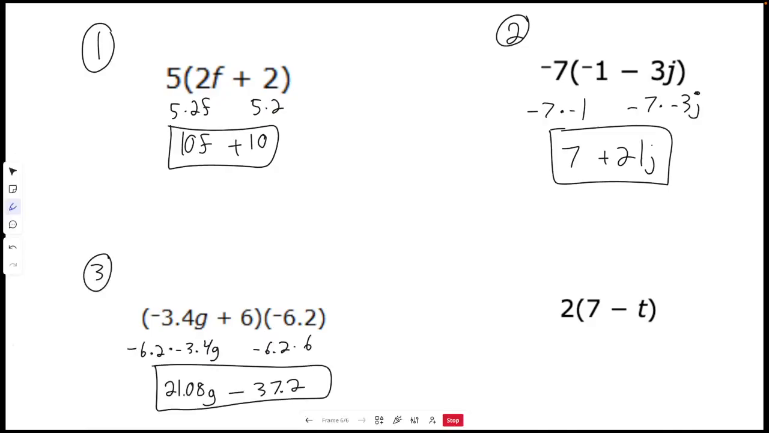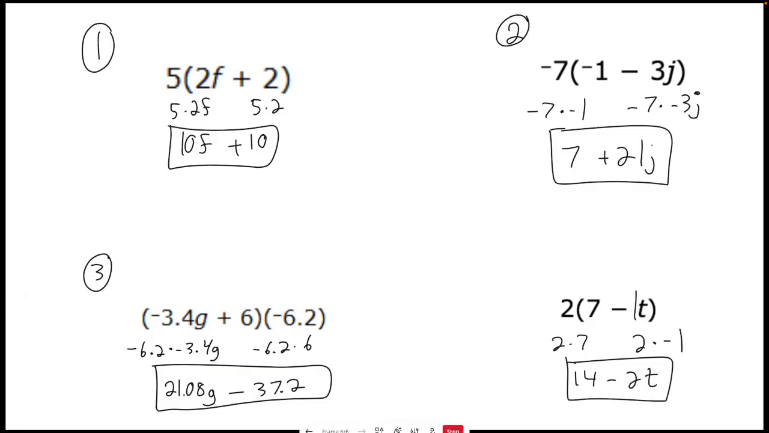For number 3 in the bottom left, hopefully the decimals didn't worry us at all because you just treat them like normal numbers. And so when you multiply, you should have gotten 21.08g minus 37.2. And for the last problem, hopefully you remember that there's an invisible negative 1 there. So you do 2 times 7, 2 times negative 1. Your final answer should be 14 minus 2t.